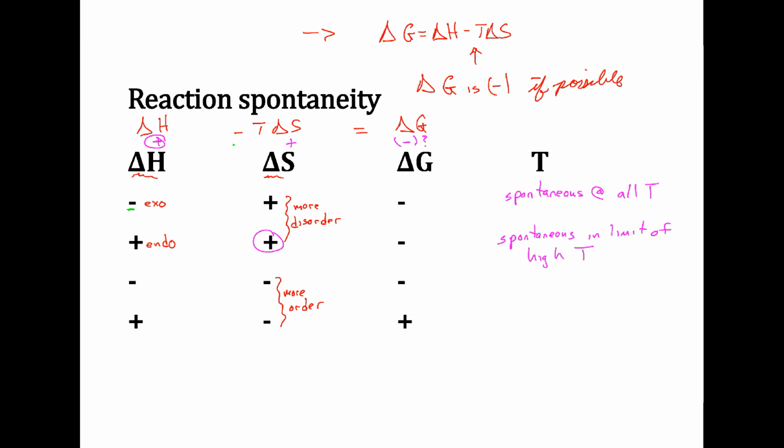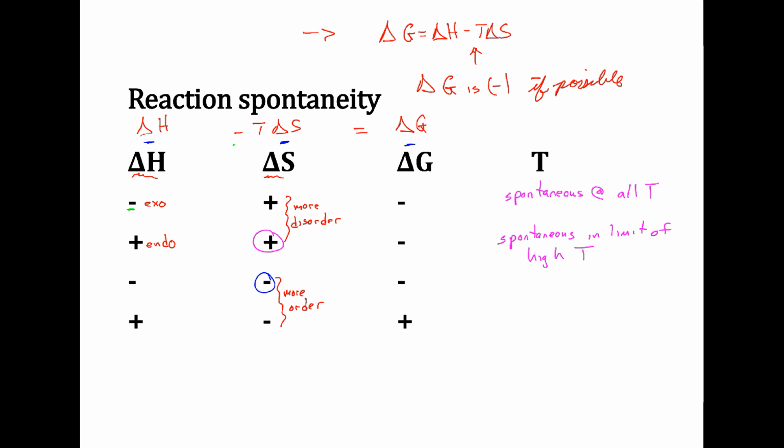Okay, well, let's go ahead and look at another example here. What happens whenever we have delta H a negative value? Delta S is a negative value. It's starting to become more ordered. And we want to end up with delta G being a negative value as well.